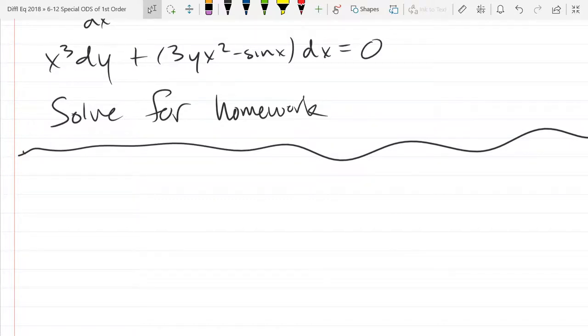So this is a different type. It's not linear, but it's similar. So these are called Bernoulli. It's 11D.